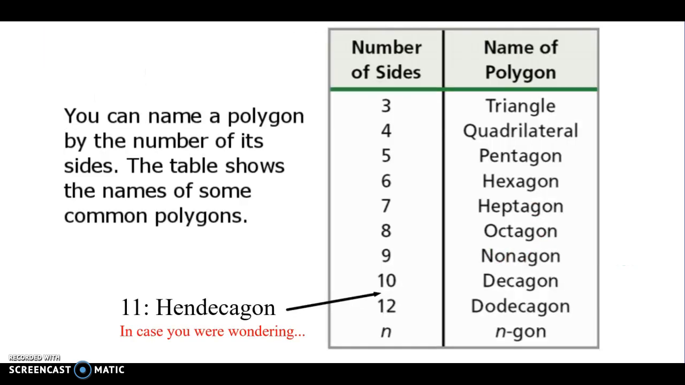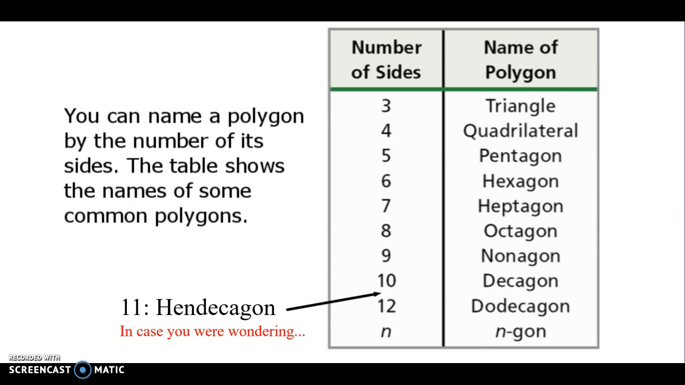So the first way we classify polygons is by the number of sides. So we have triangles, quadrilaterals, pentagons, hexagons, heptagons, octagons. You're going to have to know these shapes. That's in our vocab box, right? So we need to know those vocabulary words.